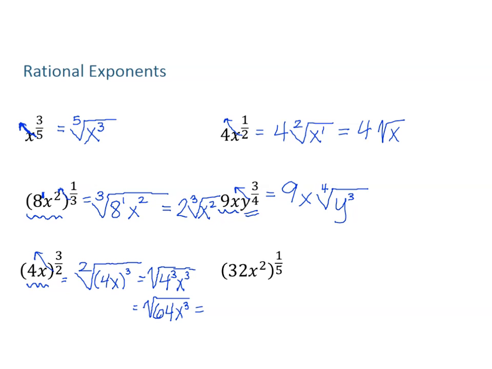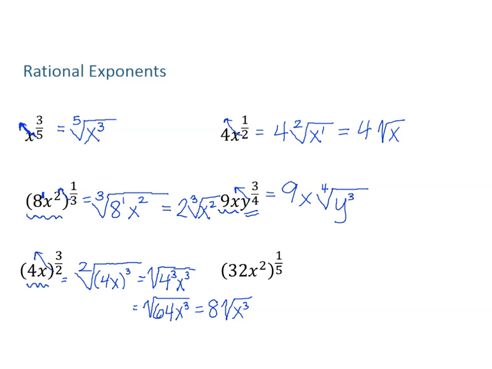So that would be simplified, but then there's one more thing we can do because 64 has an integer square root. And the square root of 64 is 8. So we would have 8 times the square root of x cubed.